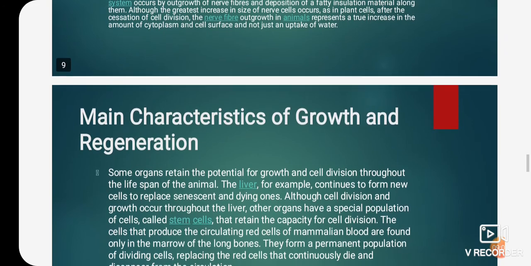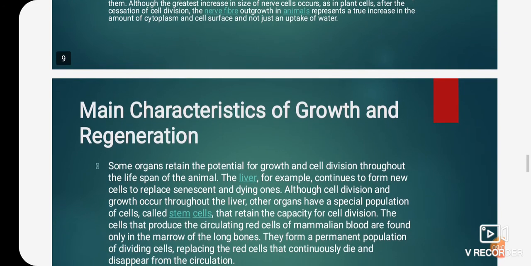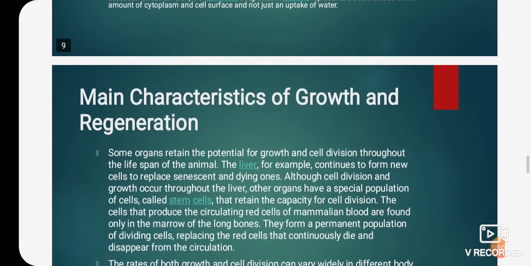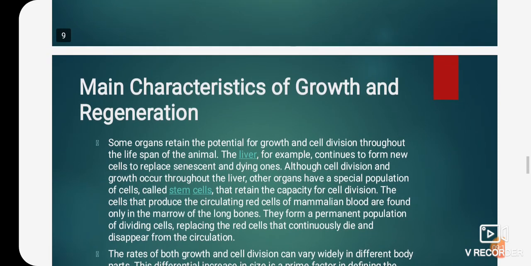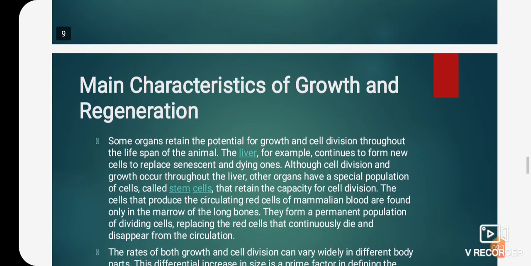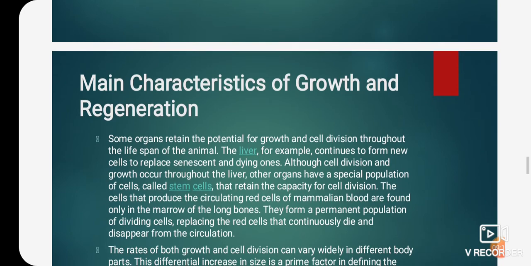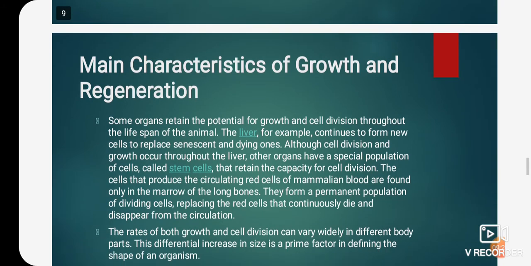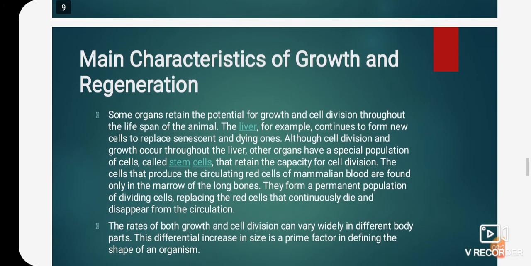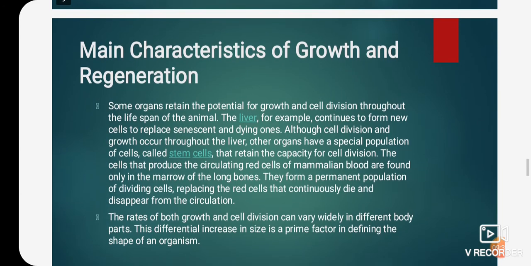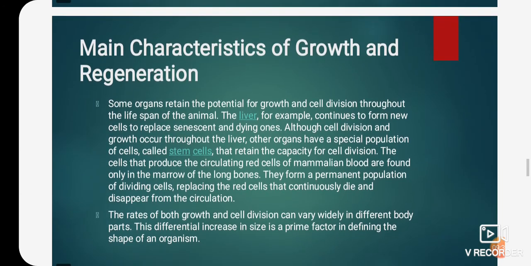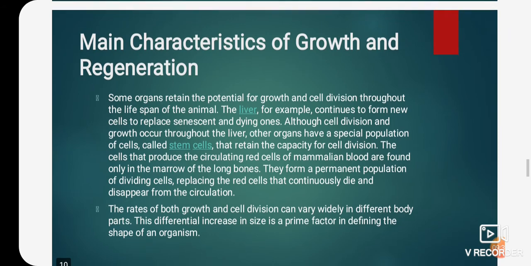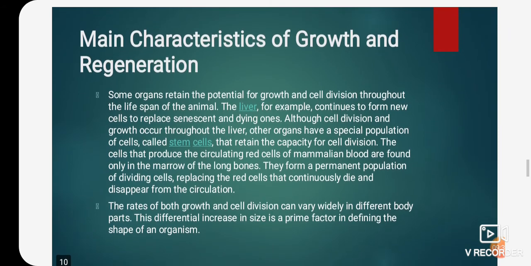So, students, some organs retain the potential for growth and cell division throughout the lifespan of the animal. The liver, for example, continues to form new cells to replace senescent and dying ones. Although cell division and growth occur throughout the liver, other organs have a special population of cells called stem cells that retain the capacity for cell division.